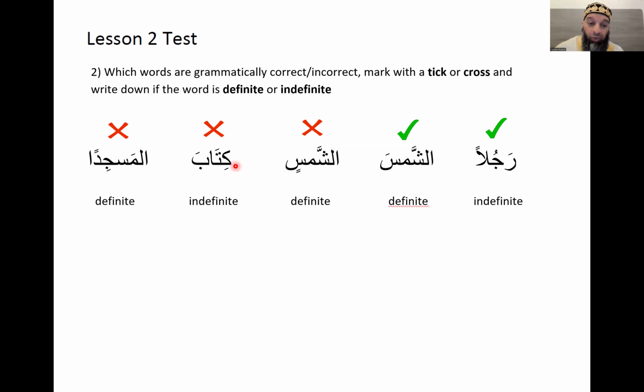Again, with this one, what's wrong with this one? Kitaba. It should have a double ending, because there's no al. So it should be kitaban.